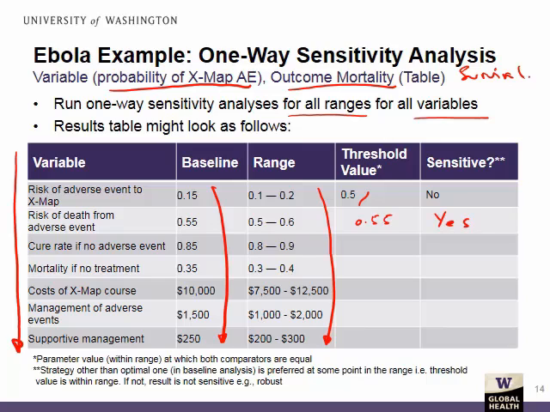So sensitivity implies that the strategy other than the optimal one in the baseline analysis is preferred at some point in the range, i.e. the threshold value is within the range. If not sensitive, that means that the result is robust. So in this case, the result was robust to changing the probability of adverse events to XMAP. So this is how you would present results of a one-way sensitivity analysis.